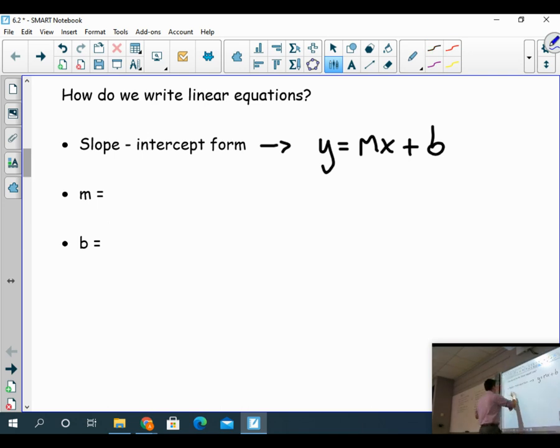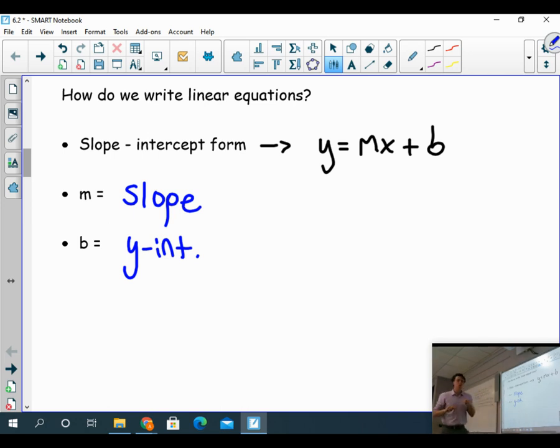m is going to be your slope, and b is going to be your y-intercept. And again, I'm not going to spend a ton of time talking about slope here. Slope we addressed in 6.1, so if you want to go back and watch that video, go for it. We will address what the y-intercept, though, is.